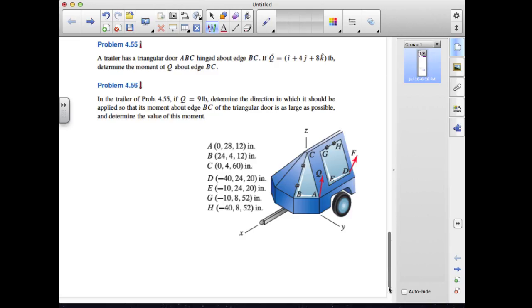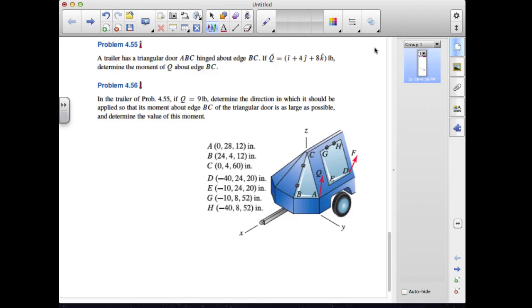First one, 455, where we have a triangular door ABC hinged about BC, and we're given a force Q of a certain size, and we want to determine the moment of Q about the edge BC. And then separately, if we're given a magnitude of the force, in this case Q is equal to 9 pounds, we want to determine the direction in problem 456 in which the force Q should be applied so that its moment about edge BC is made as large as possible. And then we want to determine the value of that moment.